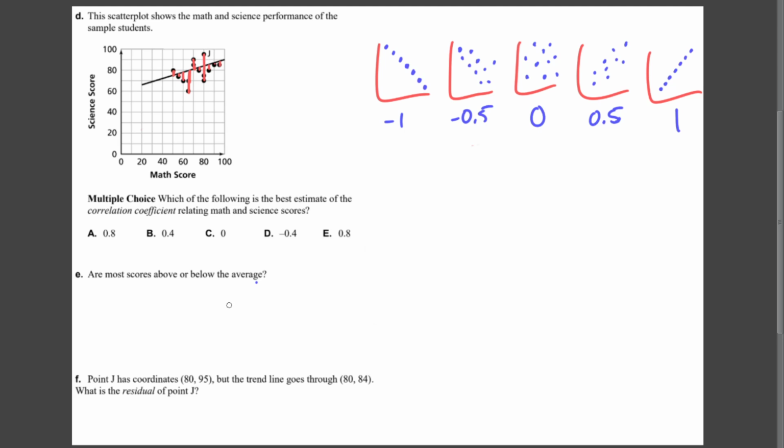So your job, each one of those, that is all the residuals there. Your job is you're looking for what is the residual of specifically point J. So you're going to find what is the distance from here to here, okay? And you can do that by using this point and this point. Cool? All right, folks, that is all the questions for part 8.